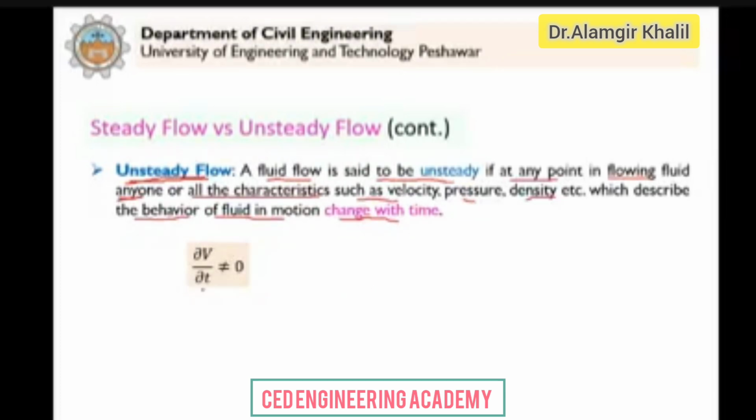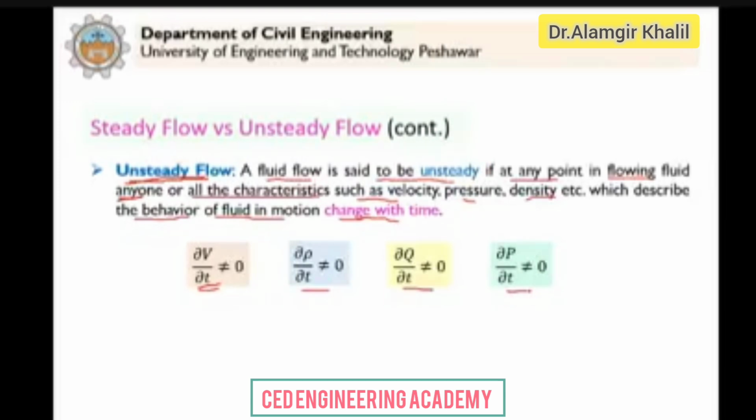So for unsteady flow, we can write down that partial V by partial T is not equal to 0. What does it mean? It means that velocity is changing. The change in velocity with respect to time is not 0, so velocity is not constant. Similarly, partial rho by partial T not equal to 0, partial Q by partial T not equal to 0, partial P by partial T not equal to 0. So all the characteristics which describe the behavior of fluid in motion, or even any one of them, if that is changing with respect to time, we will say that it is unsteady flow.